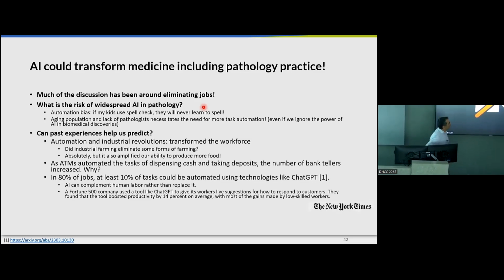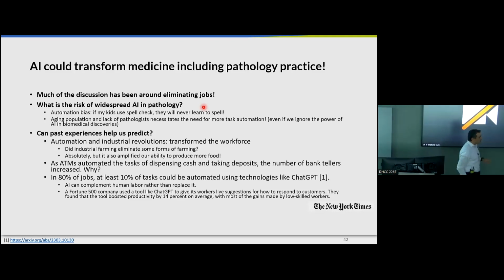And can past experience help us predict what's going to happen? I've included a few examples, like industrial automation. Yes, it actually transformed the workforce. And did industrial farming eliminate some forms of farming? Absolutely. But it also amplified our ability to produce more food. So again, there's a downside and upside. Same thing with AI.